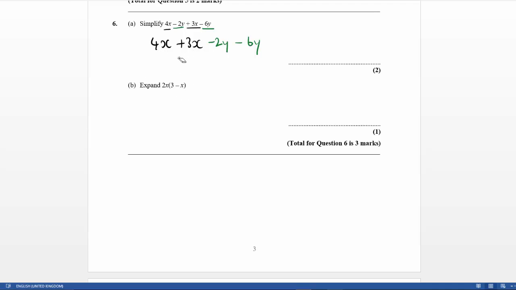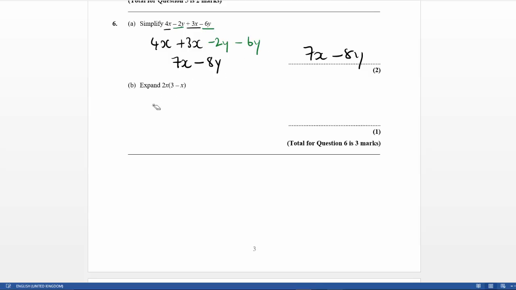4x plus 3x is going to be 7x. Minus 2 minus 6 is minus 8. It is not 4. Say it with me. Minus 2 minus 6 is minus 8. So that's going to be minus 8y. Let's just write that in here. The amount of students that get that wrong is unbelievable.